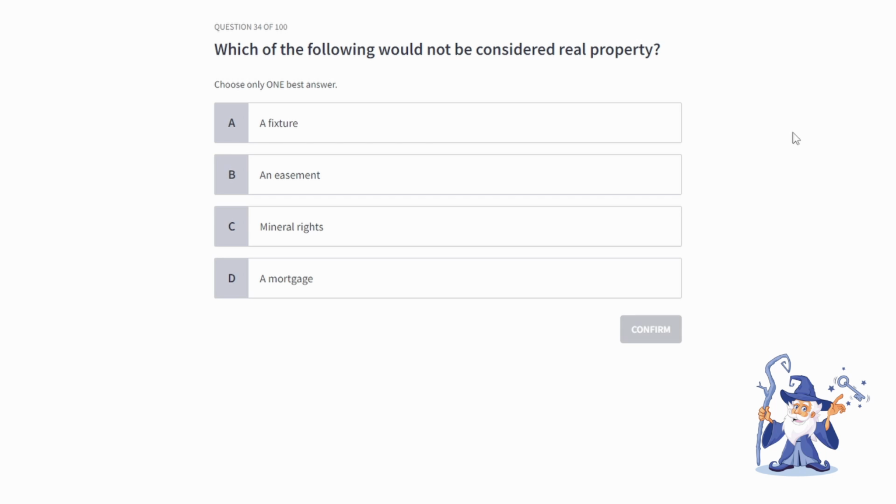Okay, 34. Which of the following would not be considered real property? And it gives us 4 options. A, a fixture. B, an easement. C, mineral rights. Or D, a mortgage. So, like always, here's some time for you guys to come up with the answer.